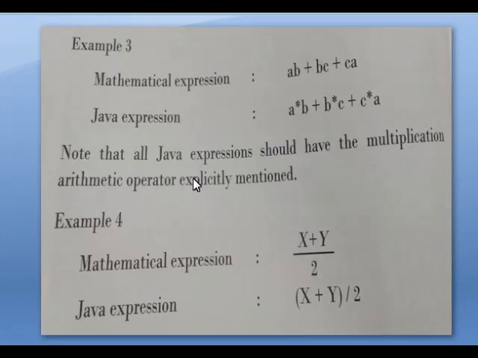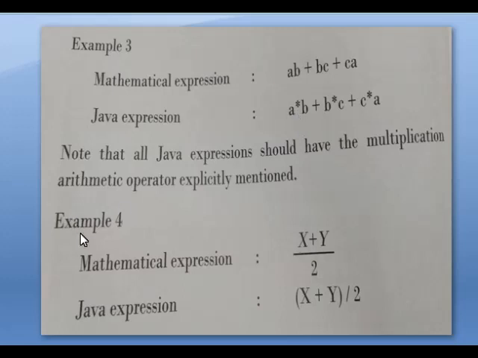Note that all Java expressions should have the multiplication arithmetic operator explicitly mentioned. Okay, we have to mention the into symbol. We cannot write the Java expression like this, AB. It is a must to mention the symbols.